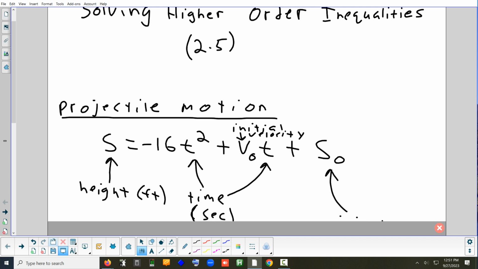And one formula that we used before when we were solving equations that had exponents higher than 1 was this formula for projectile motion. Okay, that's a quadratic. And the formula is negative 16t squared plus v sub 0 t plus s sub 0. V sub 0 is an initial velocity. S sub 0 is an initial height. And t is time in seconds.